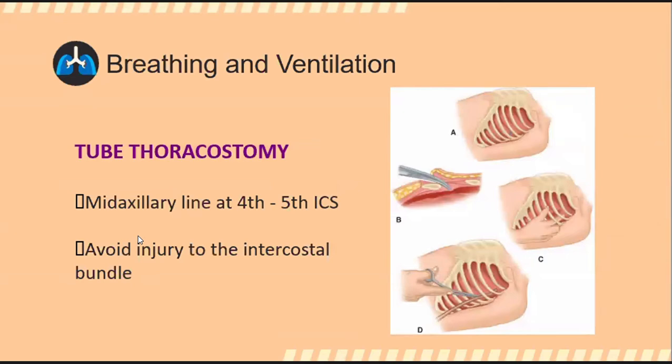So yung management natin is tube thoracostomy, so mid-axillary line, 4th to 5th ICS. You should avoid injury to your intercostal bundle. So paano? Asan yung location ng intercostal bundle? Asan banda sa rib? Diba nasa ilalim yan? So you must insert your tube above the rib to avoid injury to your intercostal bundle. So yun, mid-axillary line, 4th or 5th ICS, above the rib, and it must be directed posterior superiorly.